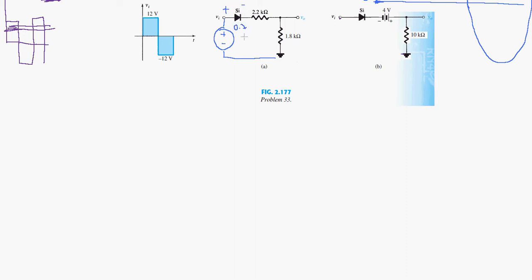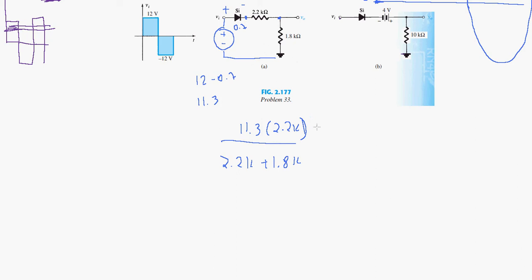When the voltage here is 20 volts, this diode is forward biased, and the voltage appearing here after the diode will be 12 minus 0.7, which is 11.3 volts. So we'll have 11.3 volts, and the voltage here will just be a resistor divider relationship. So this is 11.3 times 2.2k divided by 2.2k plus 1.8k.